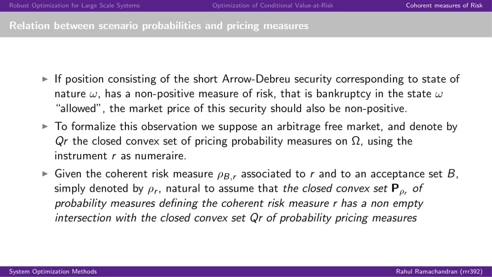We need to formalize this, so we assume a free market and also denote the closed convex set of pricing probability measures in omega as Q R, using instrument R. The measure of risk rho B is given and it is coherent. It happens to be associated with R and also B, which is an acceptance set. It is natural to assume that the closed convex set P sub rho of probability measures defining the coherent risk measure rho has a non-empty intersection with the closed convex set of probability measures, which we had previously denoted as Q R.